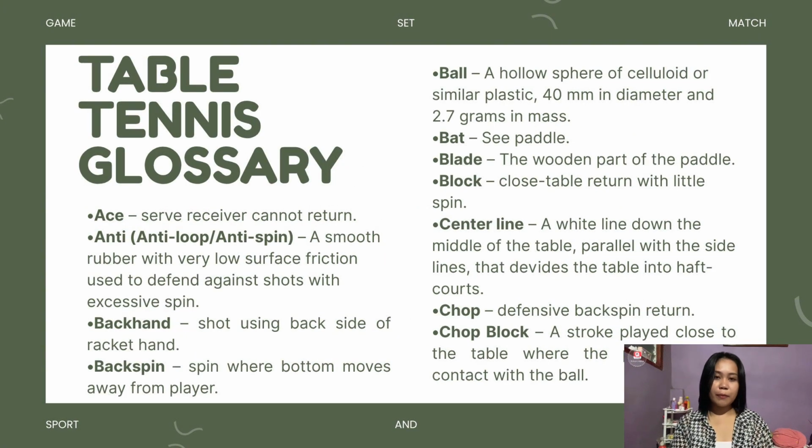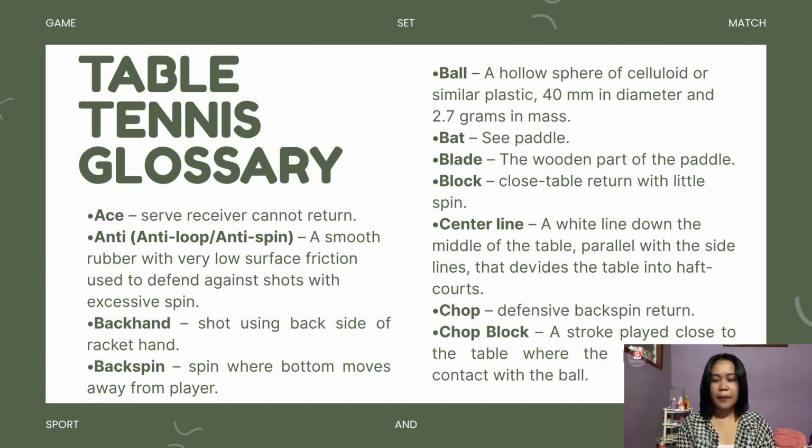And there are some important glossary terms used in table tennis to help us better understand the game and the techniques used by players. So the first is ace. So an ace happens when a player serves the ball and the opponent cannot return it successfully. And this usually occurs because of strong speed, spin, or good placement of the serve. So an ace immediately gives a point to the server.